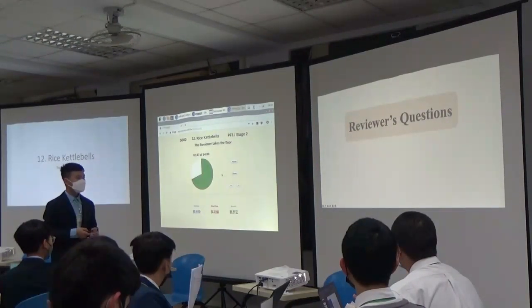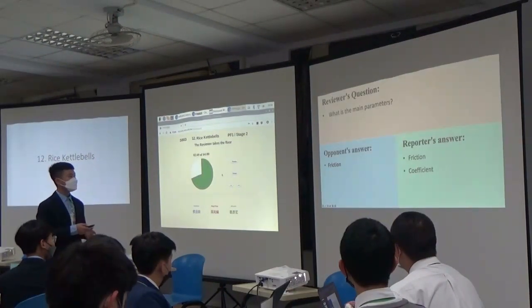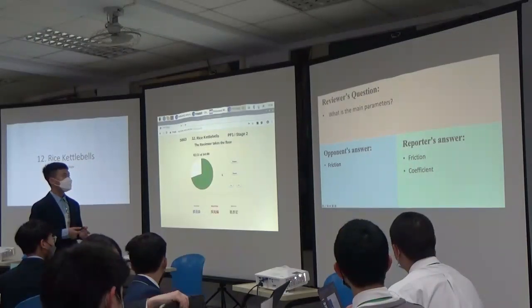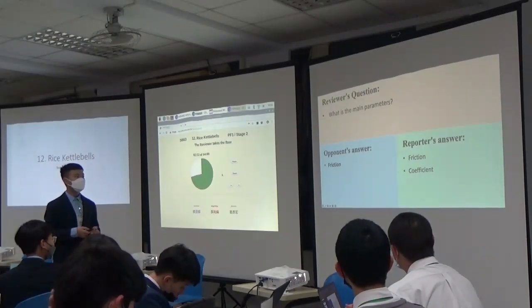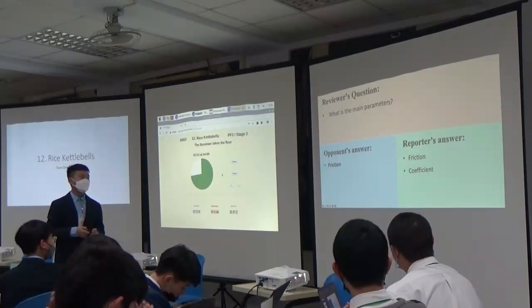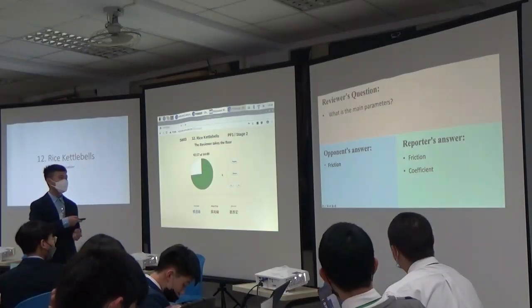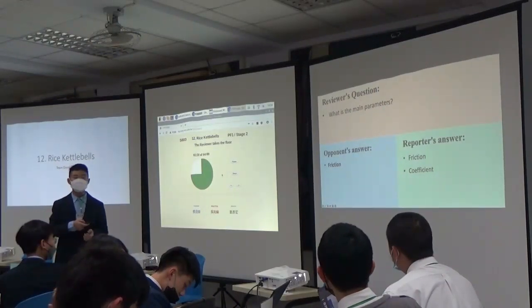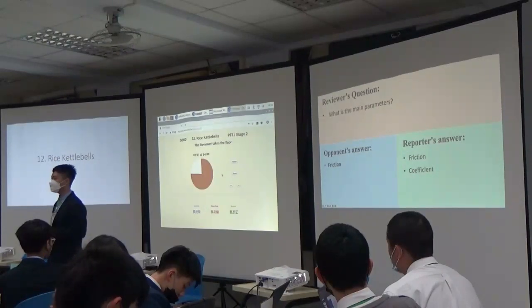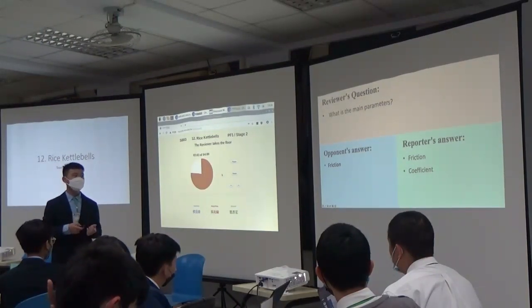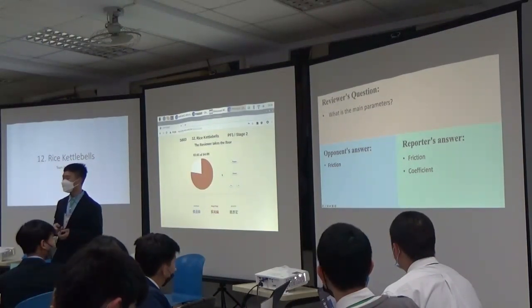Okay, so the reviewer questions. The first one is about the main parameters. The opponent answers that it is friction, and the reporter answers that it is the friction and the coefficient, which we think is the more complete answer.